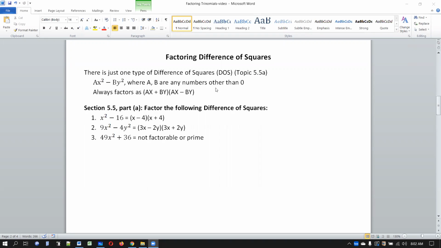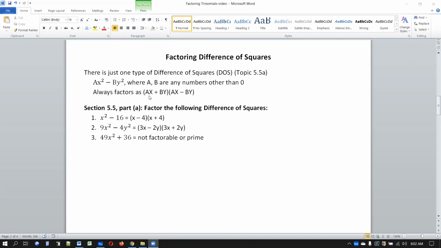Okay, in difference of squares, the format is always ax squared minus by squared, and y could be another variable and x could be different variables. But the key thing is that the sign between the 2 terms has to be negative. Okay, we're going to see a case where if it isn't negative, it's not factored.